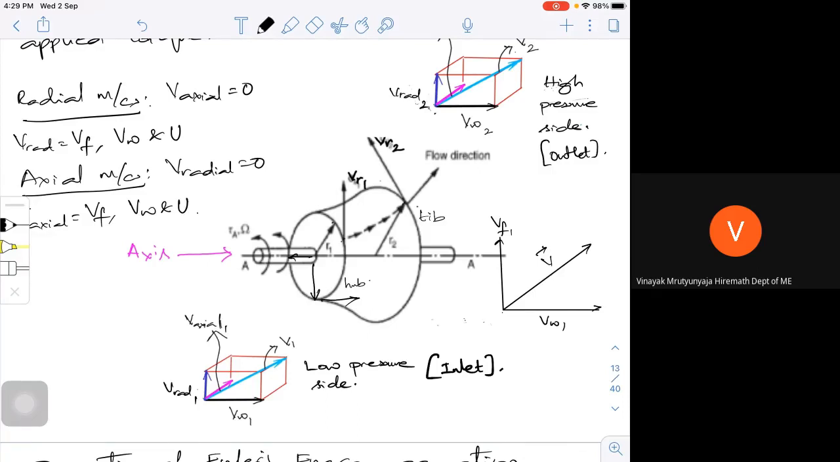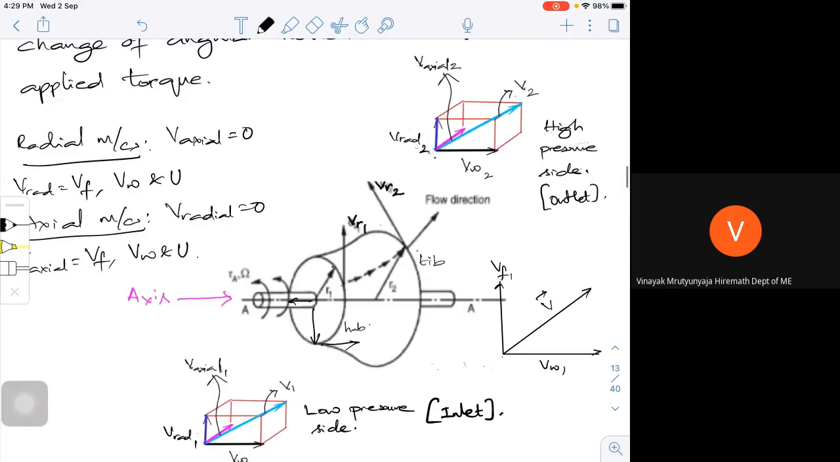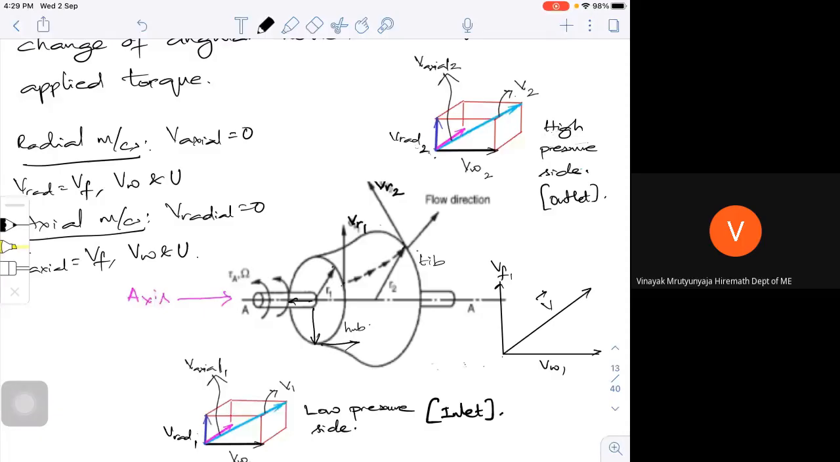So similarly, I can analyze at the exit also. I have the whirl velocity, or tangential component, at 2. So at the exit, I call it 2. At the inlet, I'm calling it 1, or the low pressure side or the high pressure side. So how many components of velocity do I have? V whirl (VW) and V radial, and I have V axial.